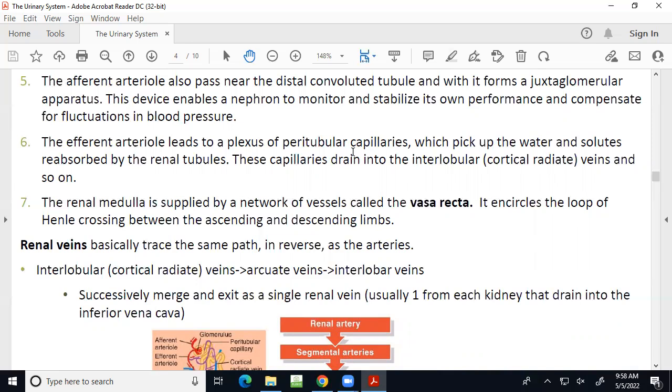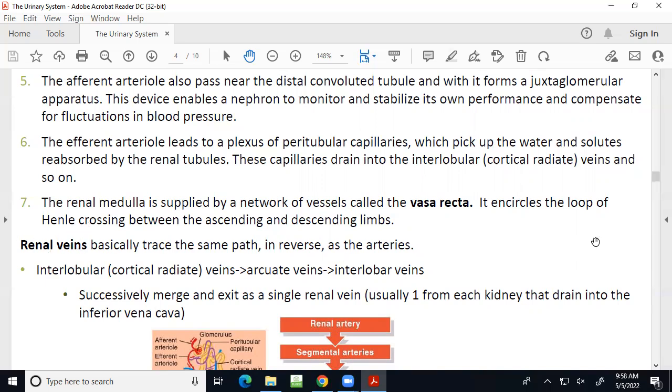Eventually those capillaries drain into interlobular or cortical radiate veins and so on, and eventually the blood will travel out of the kidneys by way of the renal veins, which are going to be the veins that carry the blood back to our inferior vena cava. And it's just the same pathway as with arteries, except it's all in reverse. So it goes from interlobular to arcuate to interlobar, and then eventually you get to the renal veins.